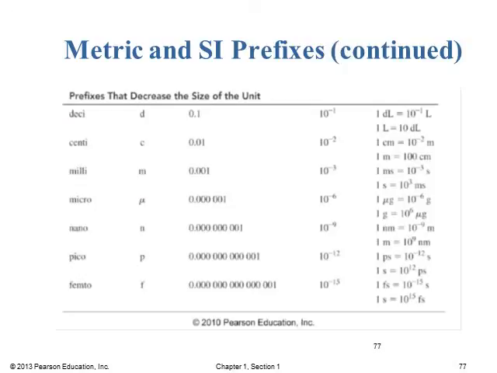We will use a lot of the prefixes that are smaller than 1: deci, centi, milli, micro, and nano. We'll probably concentrate on those. We won't talk too much about pico or femto, but you will be responsible for knowing what all of these, from deci to nano, mean and how to convert between these different prefixes.